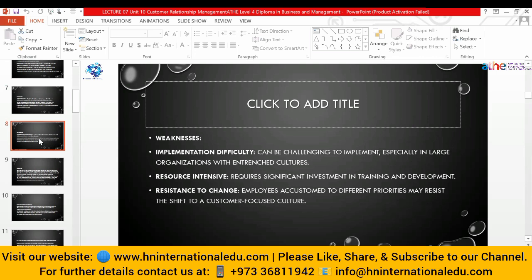Resource intensive: it requires significant investment in training and development, that is, the R&D department. Resistance to change: employees accustomed to different priorities may resist the shift to a customer-focused culture. Now in a larger organization, maybe a big MNC or large corporation, it is very difficult to train as well as to make the departments enriched with this focus that you have to satisfy the consumer all the time. They need to look at the budget too. They need to look at the new prospects and projects too, and the upcoming challenges.